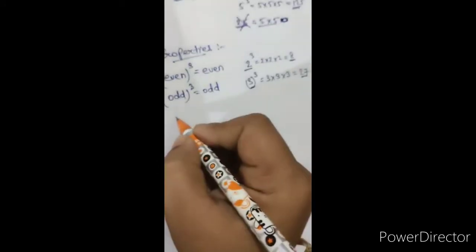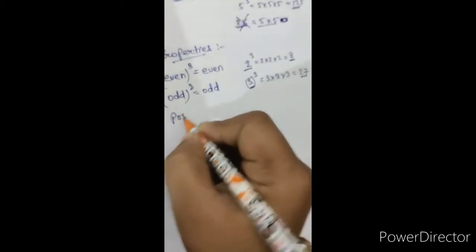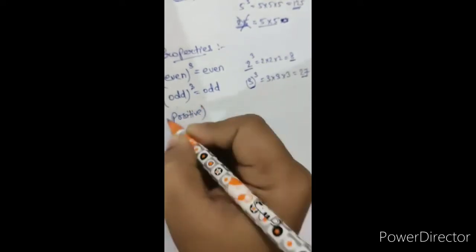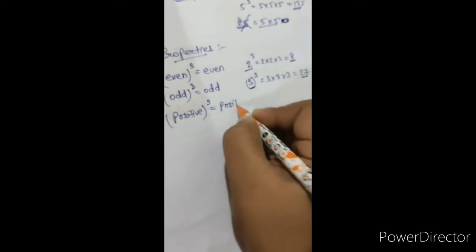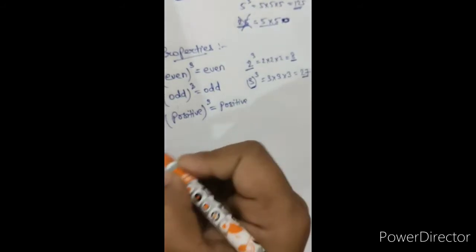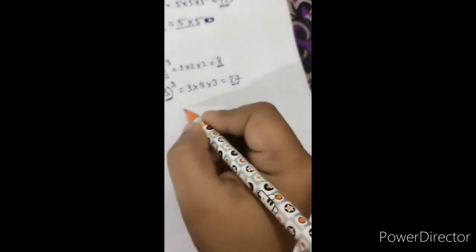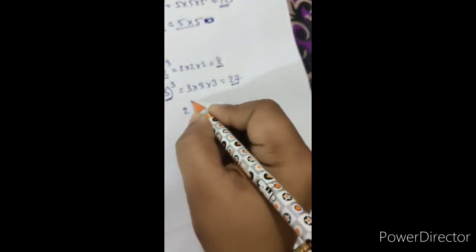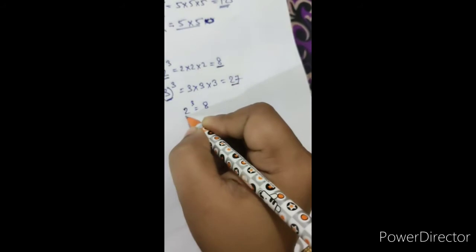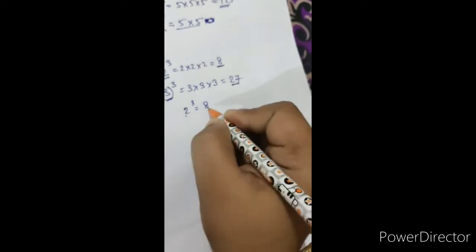Third property, the cube of a positive number is always positive. For example, positive 2, the cube of plus 2 is 8. 2 is our positive number and 8 is also a positive number.